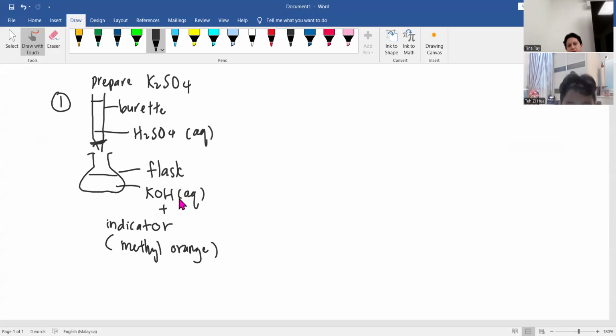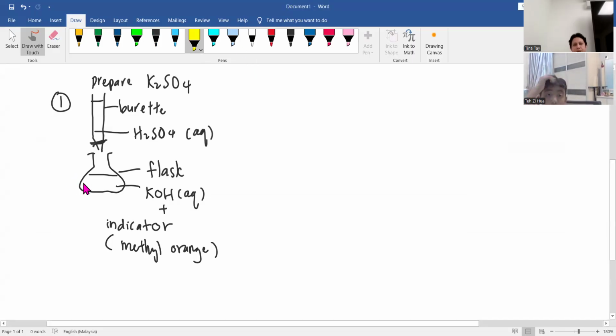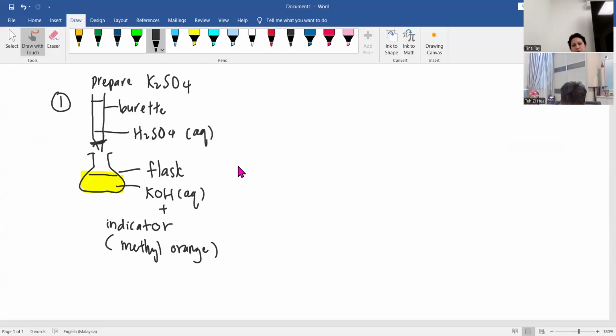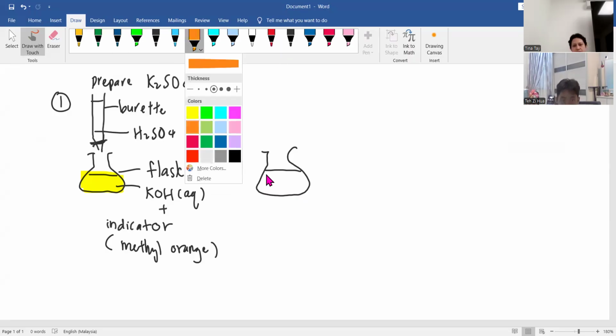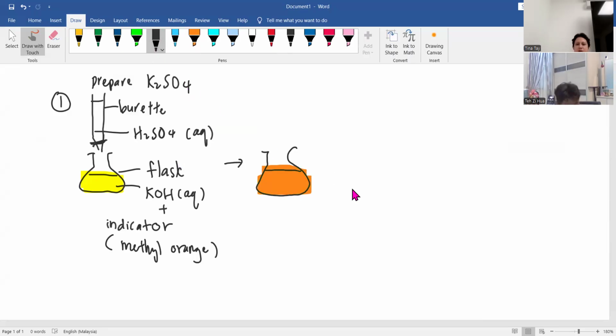What is the color of methyl orange in potassium hydroxide? Yellow. Okay, so now there's color. I will add a few drops of sulfuric acid, then I swirl, then I add, then I swirl. I add until it changes color to orange. When methyl orange becomes orange, that means it's neutral. So now it is potassium sulfate plus water plus methyl orange.